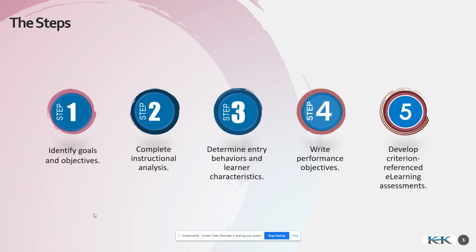In step 5, develop criterion-referenced e-learning assessments. With formative and/or summative e-learning assessments, you can determine if the instructional strategy itself is effective or reveals weaknesses and strengths in the online activities.